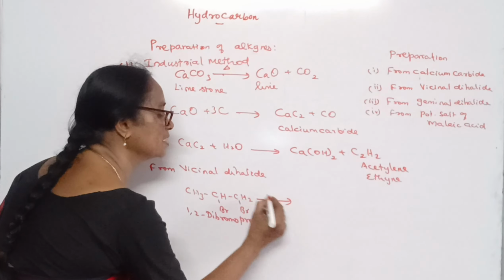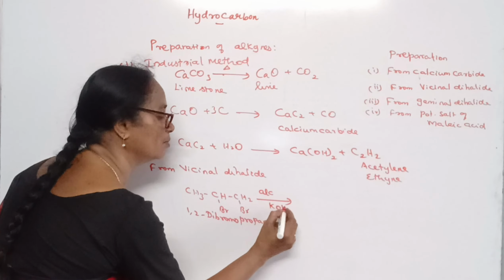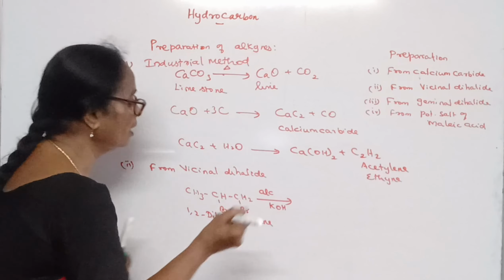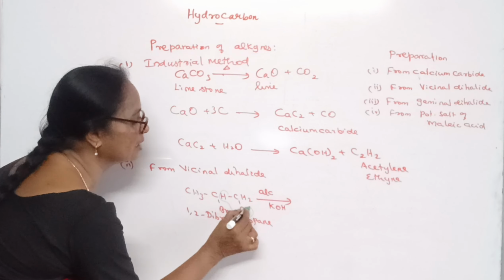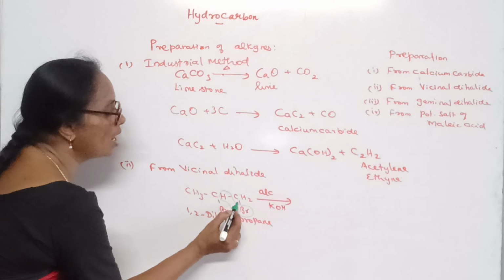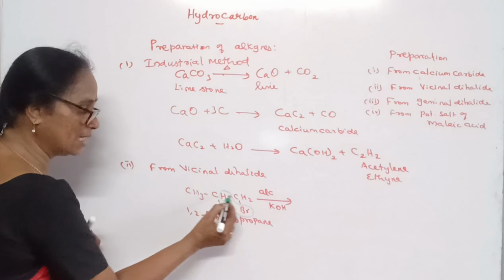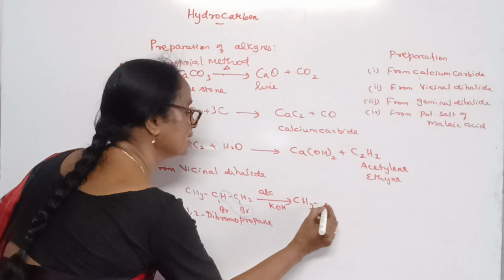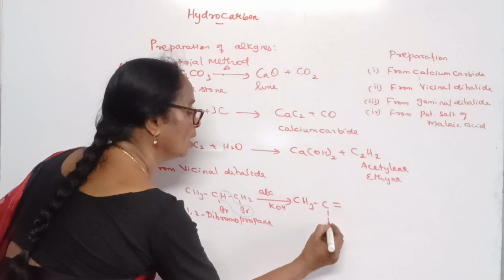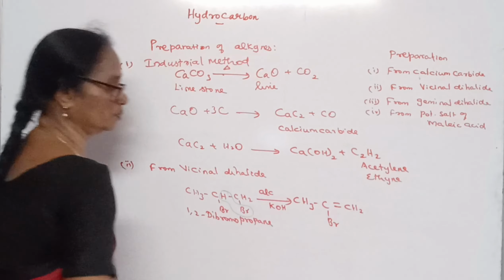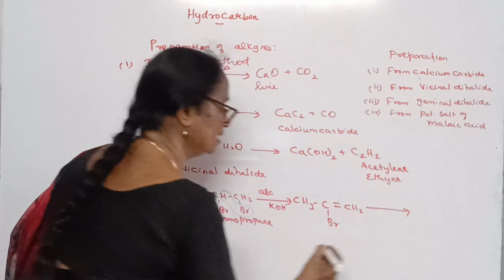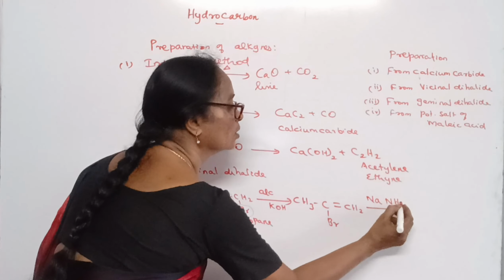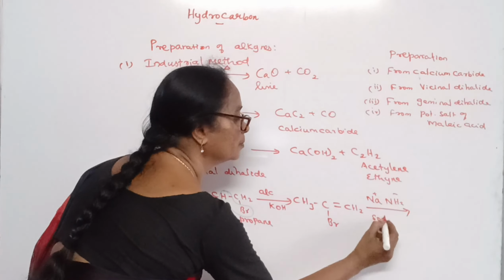So let us have first of all alcoholic potassium hydroxide, which makes one of the HBr be removed from the adjacent carbon atom. So the bond moves towards the carbon-carbon. Their formula will be CH3, C double bond, Br, CH2. And further it is treated with sodamide, NaNH2. This is called sodamide.